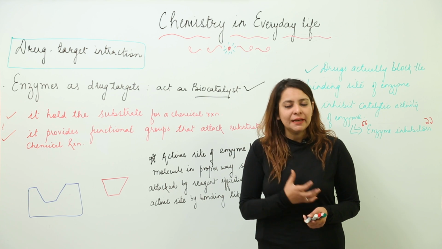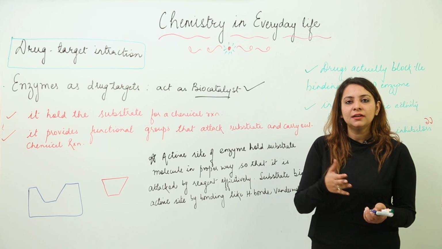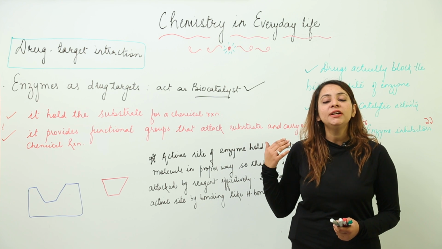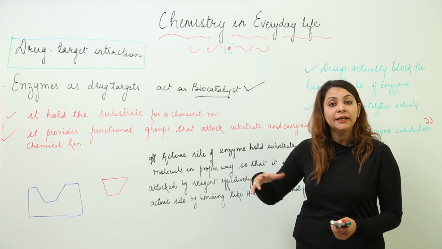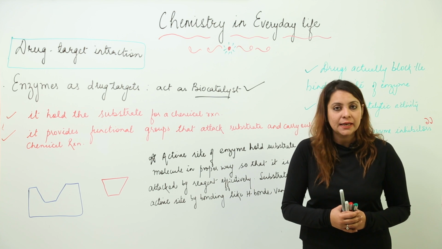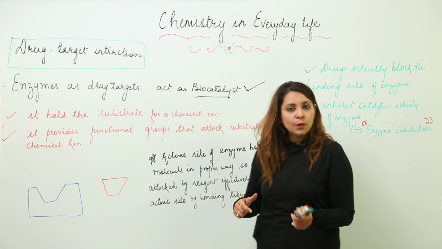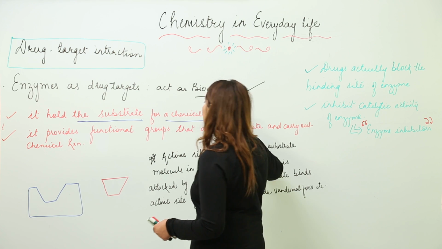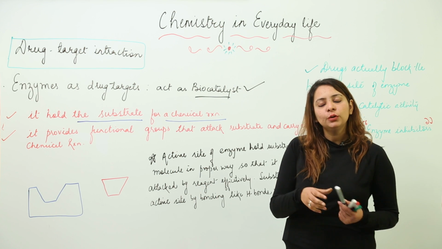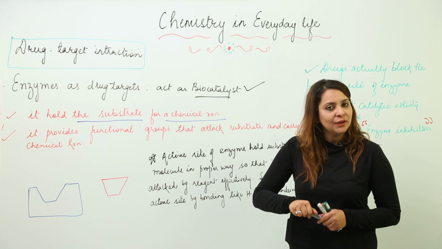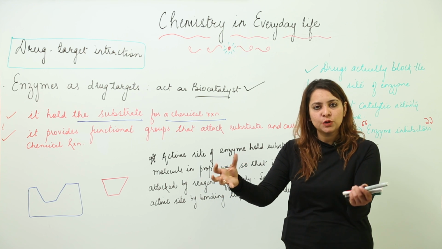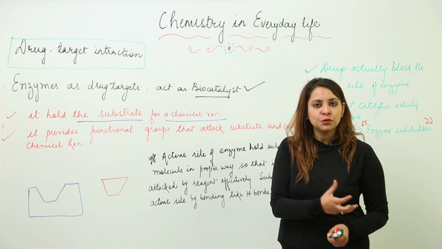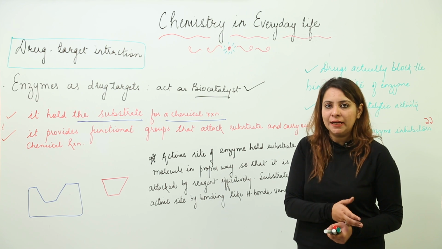So how do they catalyze different chemical reactions? Our approach is that we should know how it helps in catalyzing the reaction, that is, what the mechanism of the enzyme is. So see how it can catalyze. Either it holds the substrate for a chemical reaction. That means, when a reaction is going to take place, it will have a substrate and a reagent which will react to give a product. So it might hold the substrate for a chemical reaction.